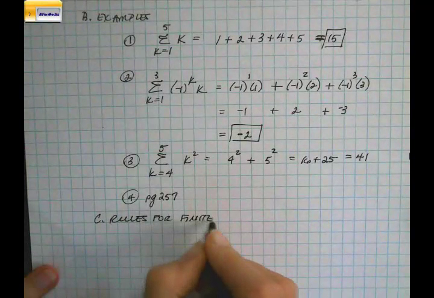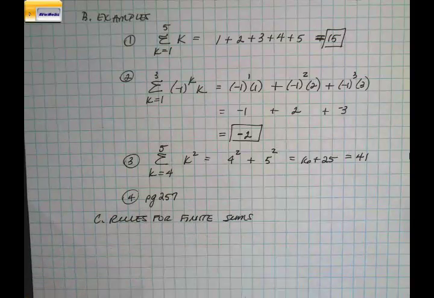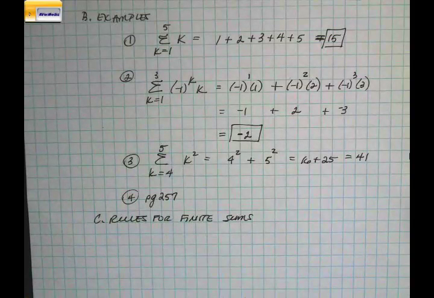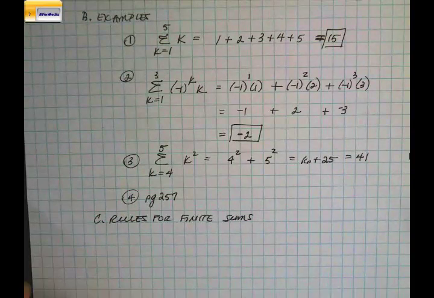Rules for finite sums. Finite meaning not infinite, meaning a definite limit to the number of numbers you're adding together. I should say the number of terms you're having to add together as they're generated by your formulas.